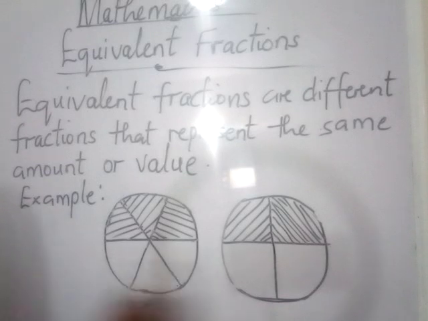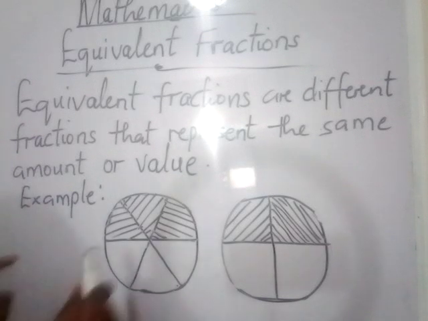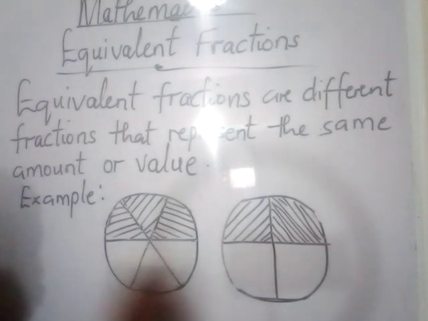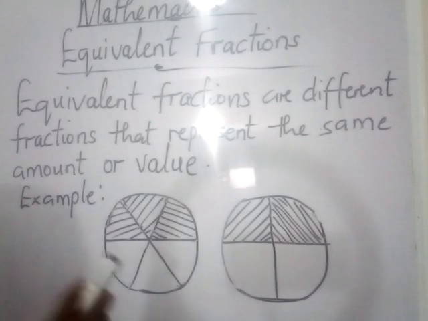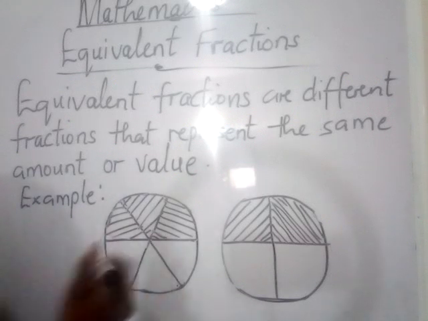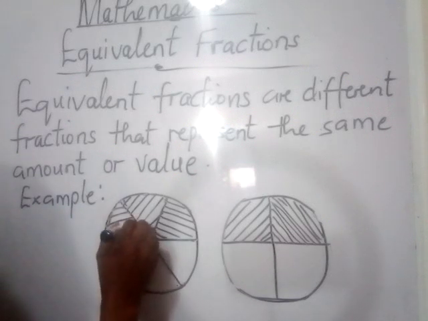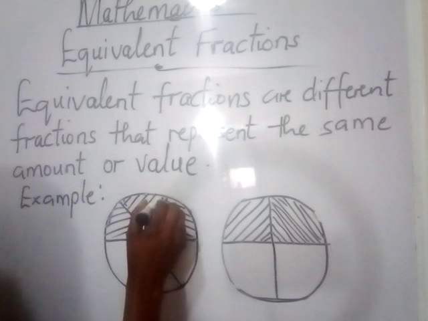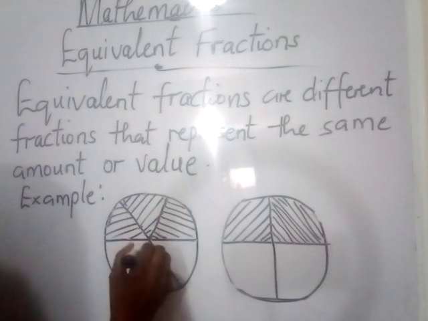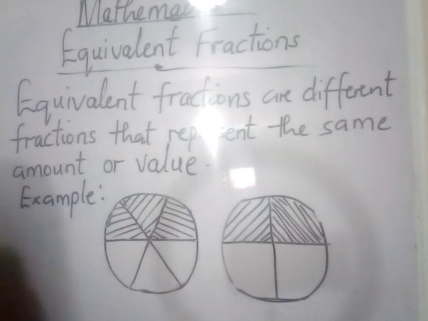If we look at these two circles, they are the same, and actually intended to be, regardless of what they look like. Maybe one may look a little bit smaller or bigger than the other, but these are exactly the same size, the two of them. But when you look closely, you will find that this first one is shared into 6 equal parts.